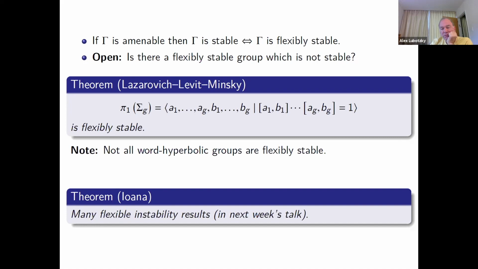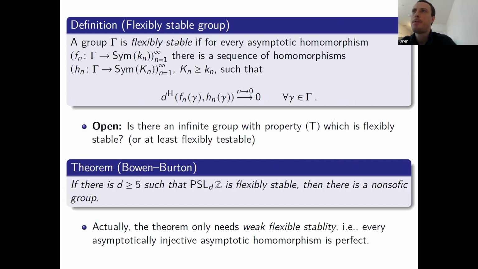Can this notion of flexible stability be formulated in terms of a sequence of maps into just the infinite symmetric group, rather than a sequence of maps into these different symmetric groups? The thing is that for flexible stability, as I stated it, you need to remember the size of the permutations to know what to normalize by. Possibly you can normalize by the size of the support, but I need to think if it really works.